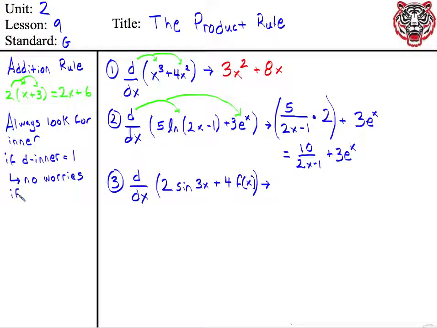And if inner is not 1, then what do we do when inner is not 1? We just multiply by something? Multiply by the inner. Close. Yeah, multiply by inner.